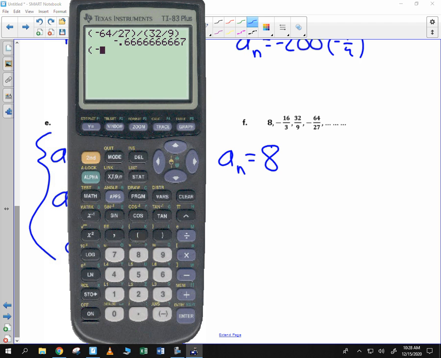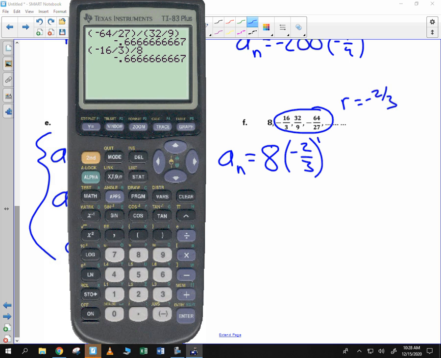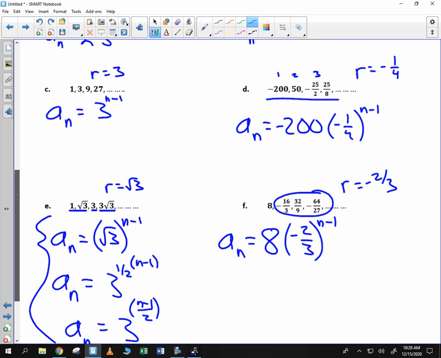Parentheses, negative 16 over 3 divided by 8. And again, you get negative 2/3. So you can see that the ratio is negative 2 over 3. Maybe if you look at these, you could convince yourself that the ratio is negative 2/3 and you're multiplying each time by that. So we have negative 2 over 3, and we raise it to the n minus 1 power. Now produce any term that you want then.